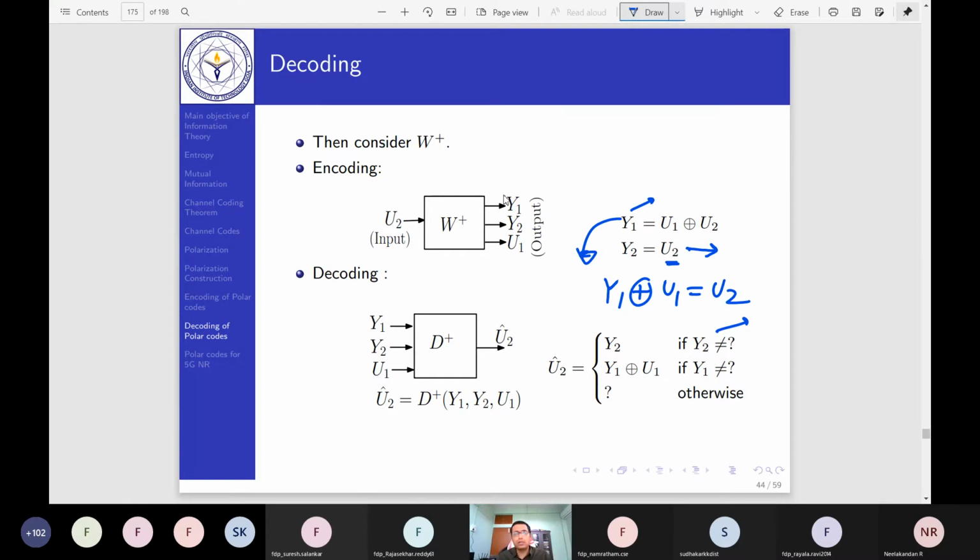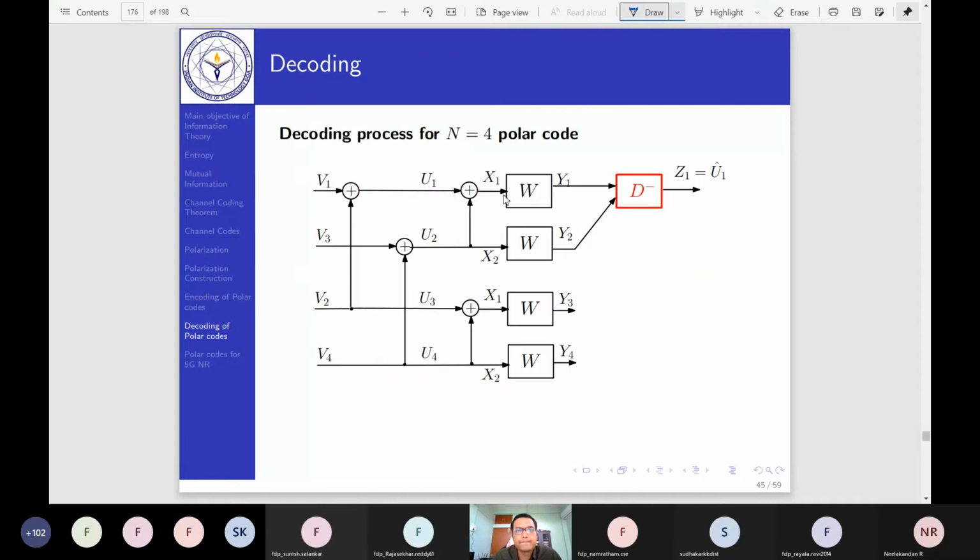So for BEC, the decoding rule is so simple. For a channel like AWGN, in the tutorial I'll give one problem on how to formulate this decoding for any general channel. So this is the decoding rule D plus. Now, how to perform the decoding then?